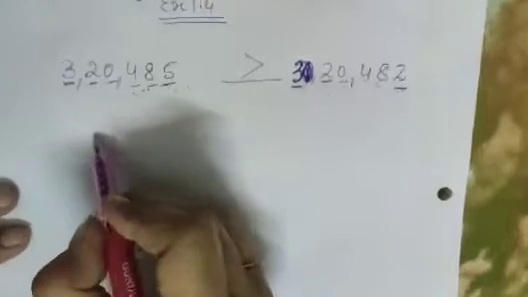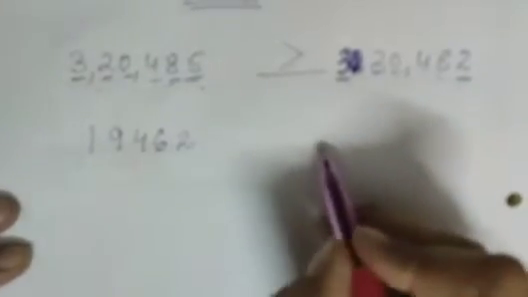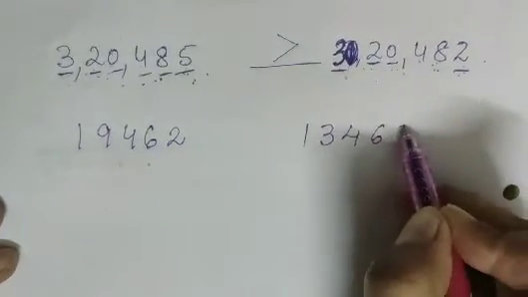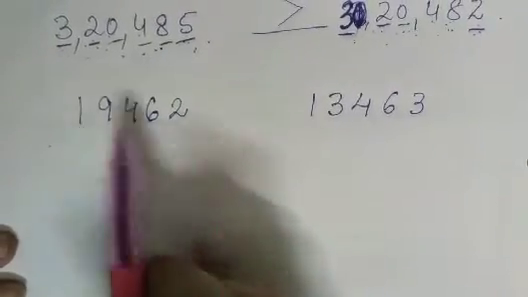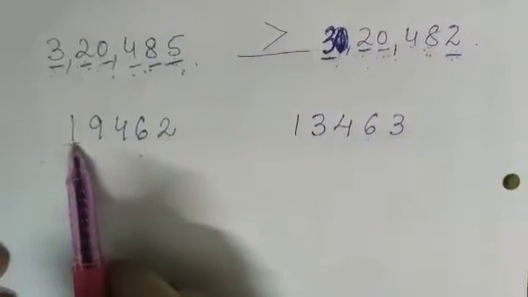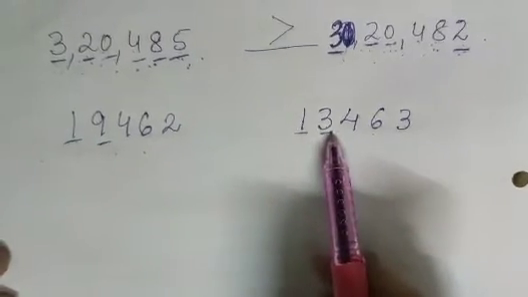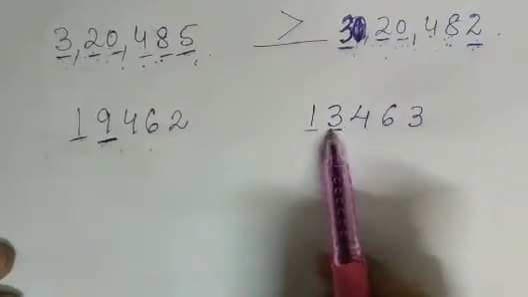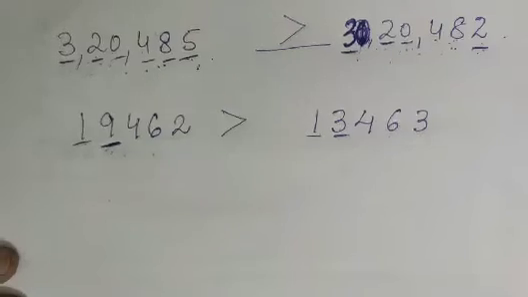Now one more example I'll give you. Suppose we have the number 19462 and the other one is 13463. So again the same method, 1 2 3 4 5 digits, 1 2 3 4 5 digits, digits are same, so we'll start comparing. Start with the first place, same, second place not same, so we'll not move to the next one. We will compare the number here only. This is 9, this is 3, so which is bigger? 9 is bigger, so this one is the greater number.